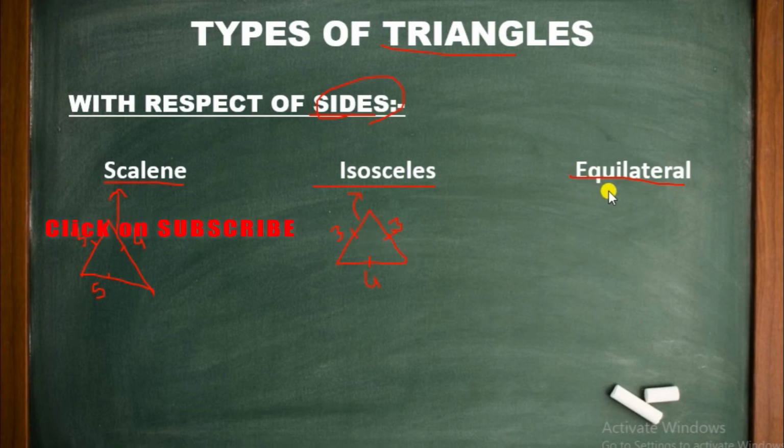Now equilateral triangle. Suppose this is a triangle I am drawing. This side is 3, this is 3 and this is also 3. So we can see here that all the three sides are equal. So when all the three sides are equal, then that type of triangle is called equilateral triangle. So what is equilateral triangle? A triangle having all the sides equal. So these are the three types of triangle on the basis of side.